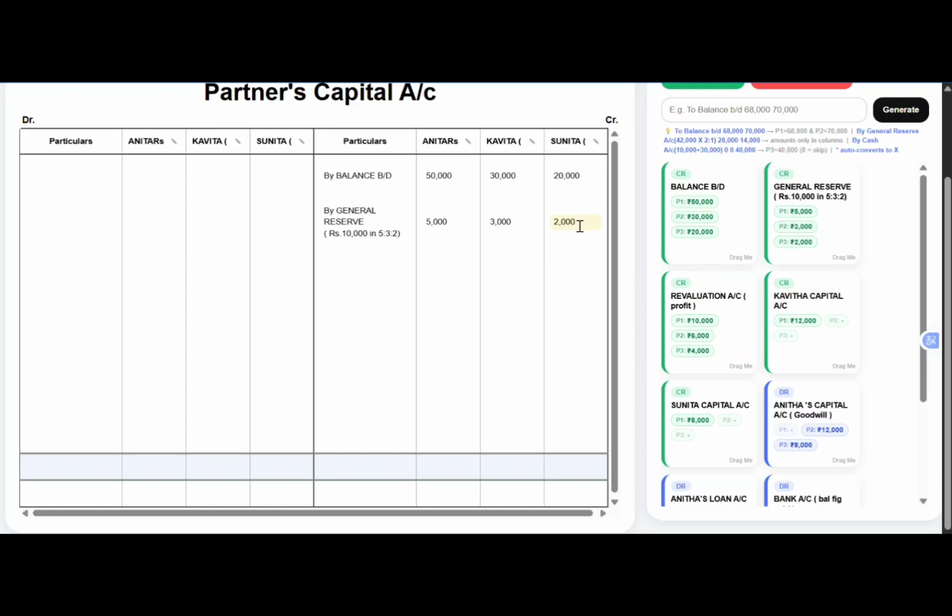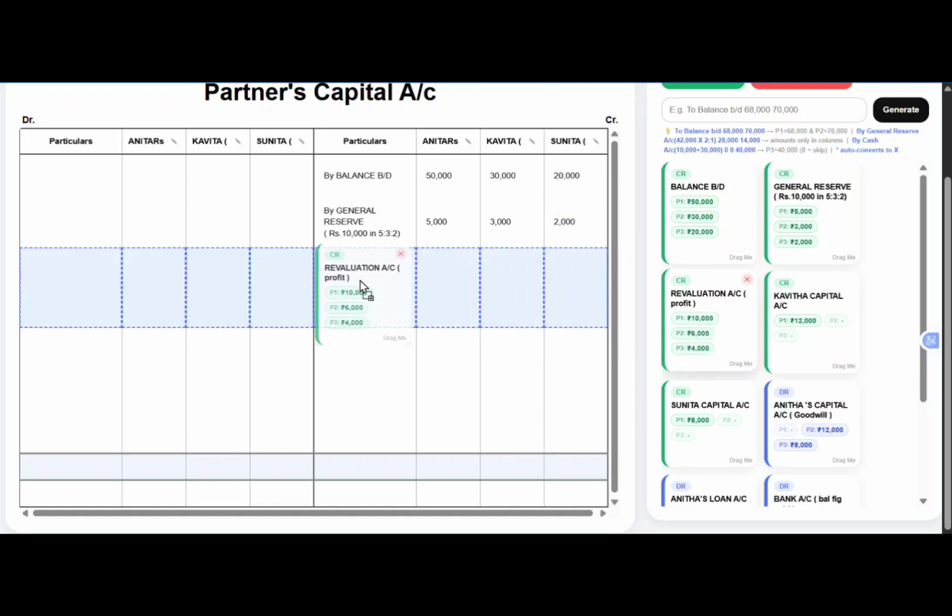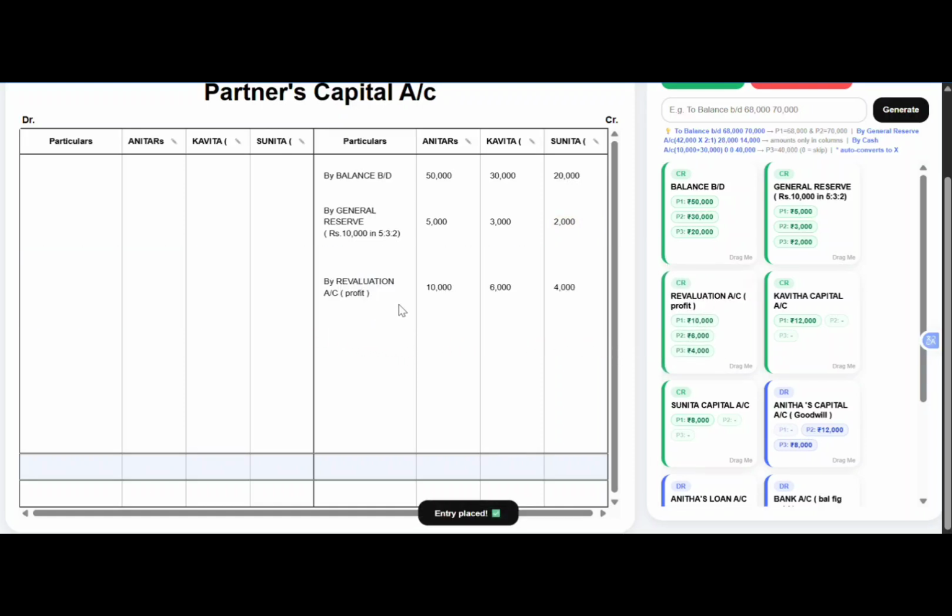Now, once the general reserve is brought down, next we have to bring down the revaluation profit, which we had calculated in the previous account. So it is revaluation profit. We have to bring it from the revaluation account on the credit side as by revaluation account, and it is the profit. So 10,000 for the first partner Anita, 6,000 for Kavita and 4,000 for Sunita. This is the amount which we are bringing down from the revaluation account.